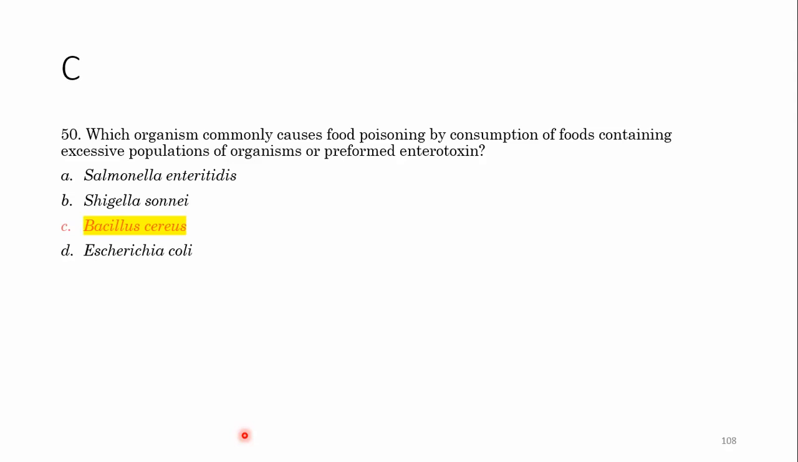Bacillus cereus, your fried rice bacillus. It is a form of food poisoning. It causes food poisoning that is obtained via ingestion of contaminated fried rice, and not just that, also unpasteurized milk. We can also possibly acquire Bacillus cereus by ingesting contaminated cereals. Number 50, the correct answer is C.